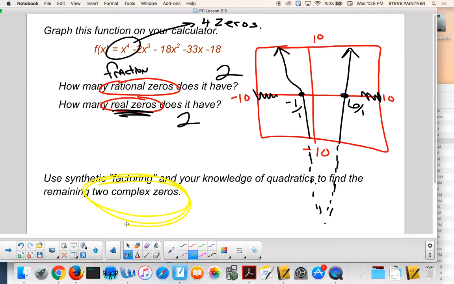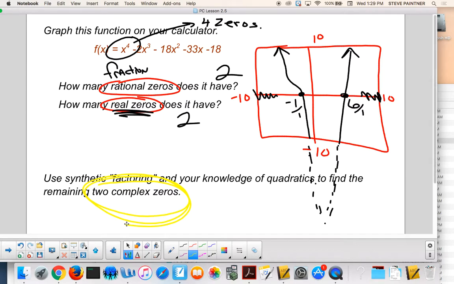How do they know the other zeros are complex? Here's why. Because real zeros are visible on your calculator. Can you see your real zeros? Sure you can. The ones you can't see are what? Imaginary. So the other 2 zeros have to be imaginary. And that's why they said go find the other 2 imaginary zeros. Okay, well let's get started.